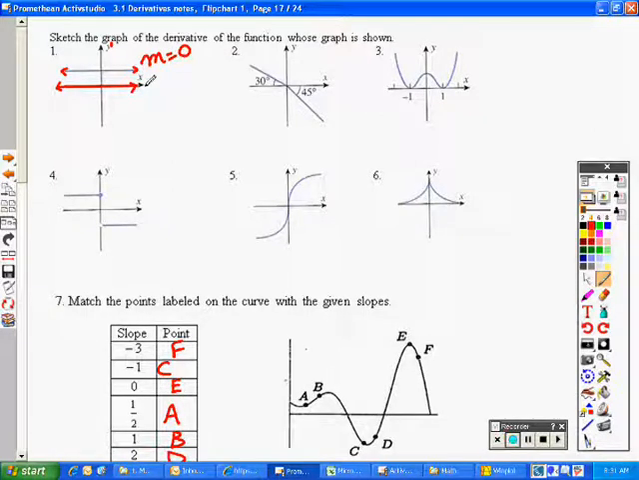Number 2 has two different line segments. This line segment is at a 30-degree angle and this one's at a 45-degree angle. Okay, so they're both lines, which means they both have constant slopes. And using right triangles, we can find out that if this side was 1, this side would be 1/2, and this side would be root 3 divided by 2.